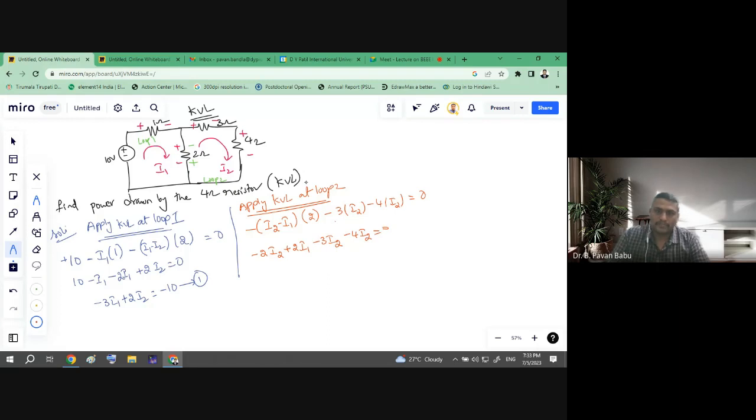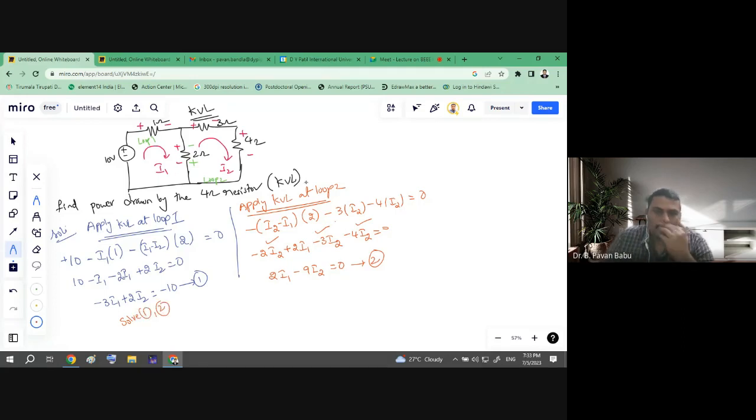So how many I2s are there? It is I2, I2 and I2. So 4, 3, 7, 7 plus 2, 9. So 2 I1 minus 9 I2 is equal to 0. Okay, so let it be equation 2. So I hope we can solve this by finding the two unknowns, by solving 1 and 2.